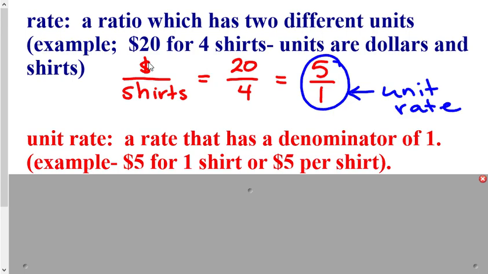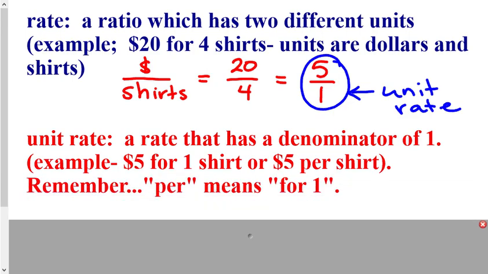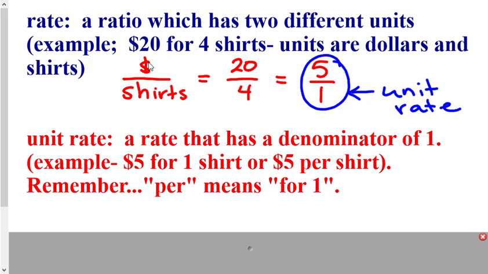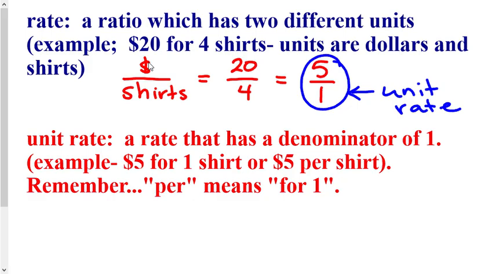Now think about the word per. You need to remember that the word per means for 1. Sometimes we might see it in a different context, and it might mean in 1 or each 1, or something along those lines. So a unit rate means I want to know how much for 1, or how many for 1. So let's look at some examples.